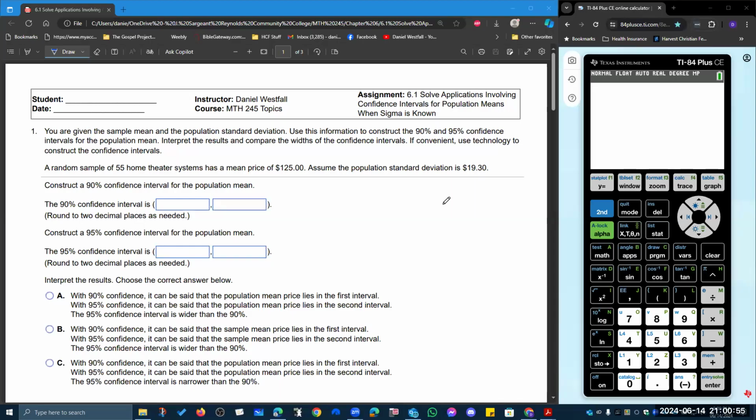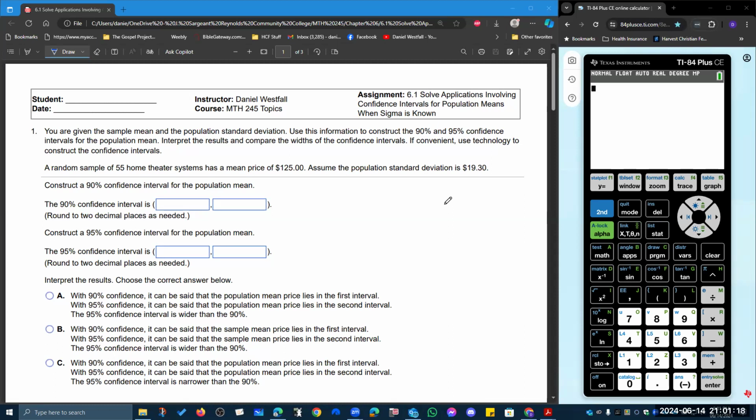In this video, we're going to solve applications involving confidence intervals for population means when sigma is known. You are given the sample mean and population standard deviation. Use this information to construct both a 90% and a 95% confidence interval for the population mean, interpret the results, and compare the widths of the confidence intervals. If convenient, use technology to construct the confidence intervals.